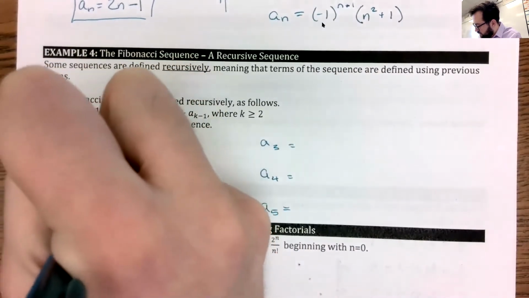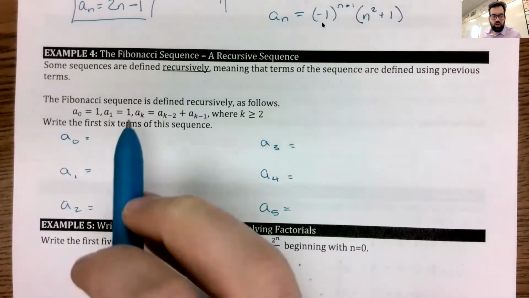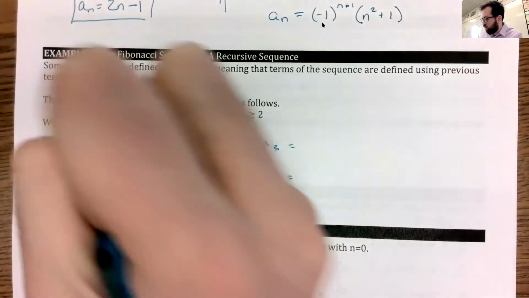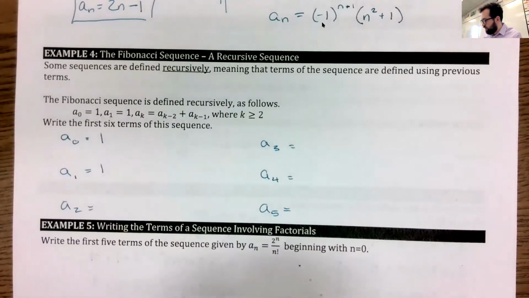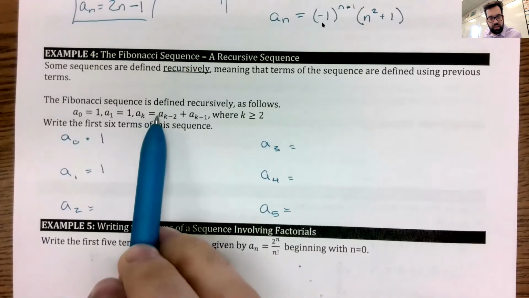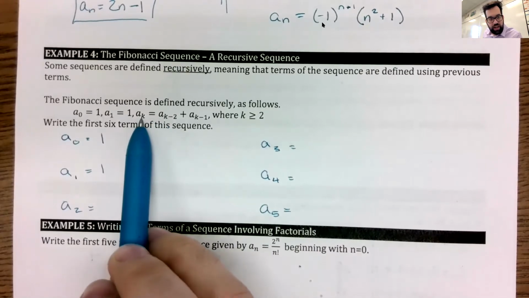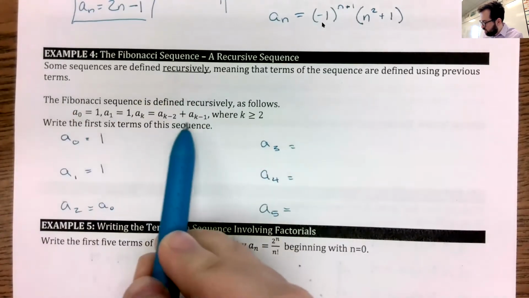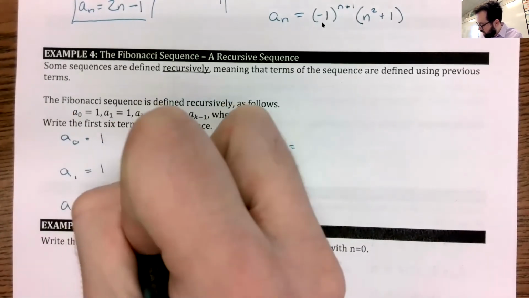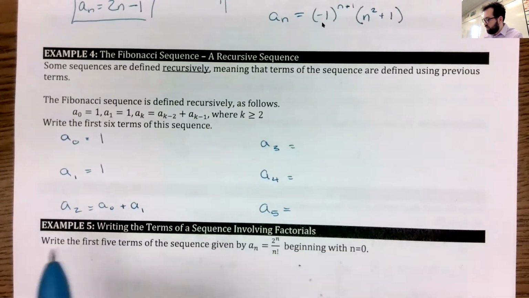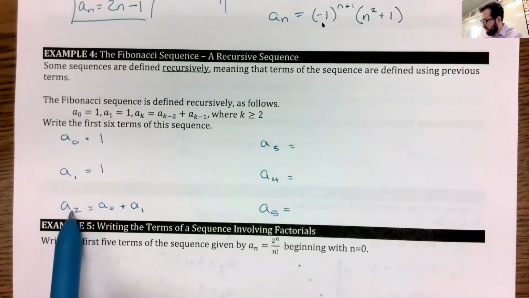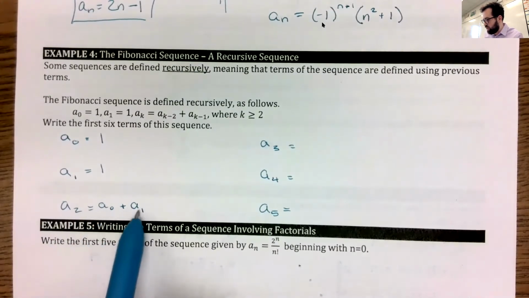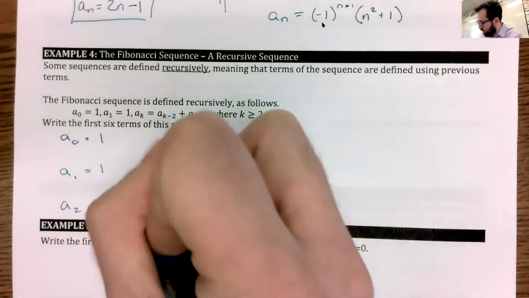All right, and the a sub 0 and the a sub 1 term were already given. They're 1 and 1. A sub 2, if we follow this pattern, 2 is k. So 2 minus 2 means this would be a sub 0. 2 minus 1 means this would be a sub 1. So if we piece that together, the second term, or the n equals 2 term, is a sub 0 plus a sub 1. So that's 1 plus 1.